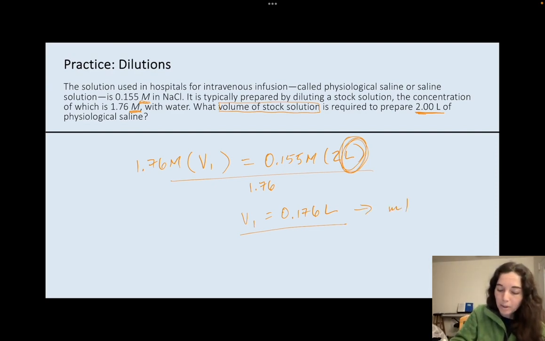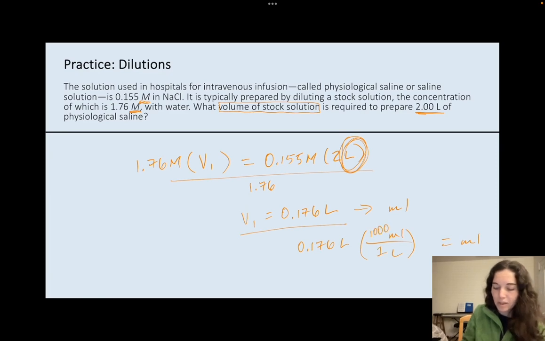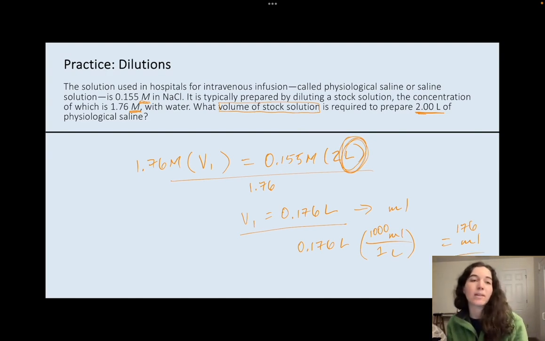So you'll need to remember that this is a difference of 1,000. So if you did 0.176 liters, you want to get to milliliters. There are 1,000 milliliters inside every 1 liter. So you need to multiply this by 1,000, which would give you 176 milliliters. And so that's what you'd end up measuring out in the lab.